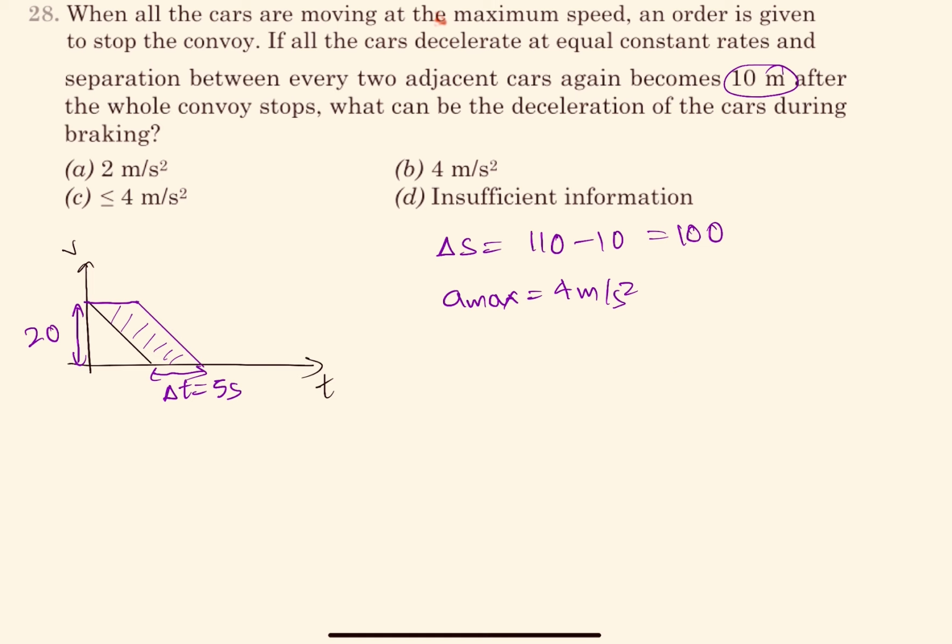Okay. So the answer should be what? If it is a multiple answer question, we should take all three, A, B, C. But if it is a single answer one, then C is the best option. Okay. So that's it for now.